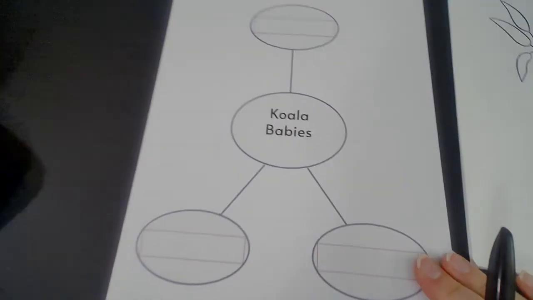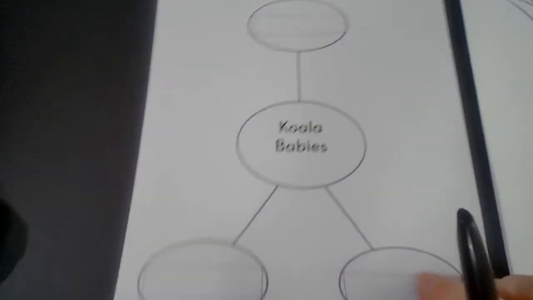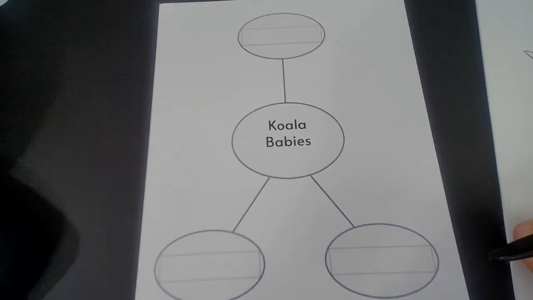Okay, first graders, now that you know a little bit about koala offspring, let's work on our word web and our koala book, all about koalas. Okay, so go ahead and print off your word web. You can either print it or you can use it on your computer and type in it. You choose what works best for you at your house.